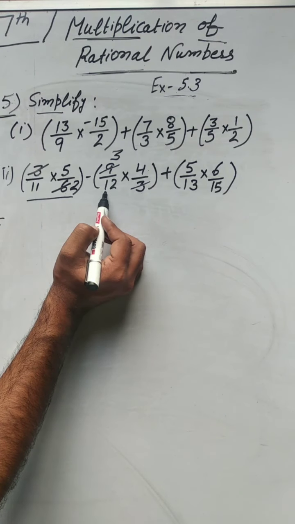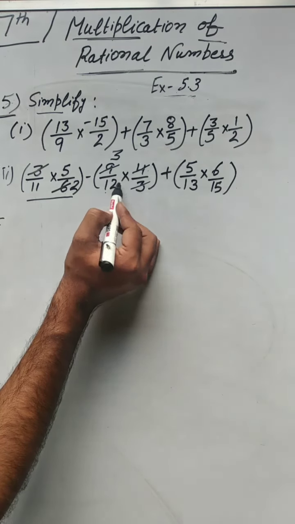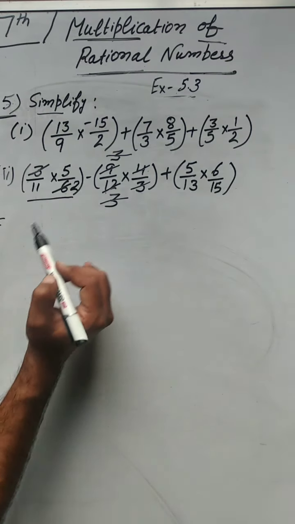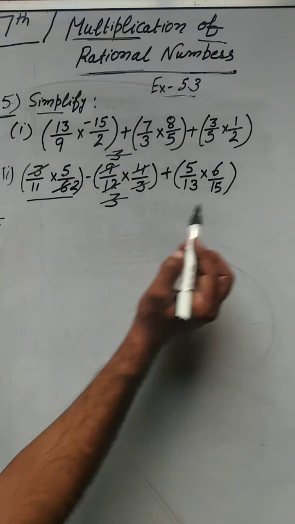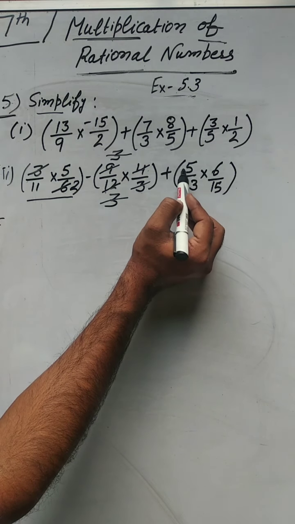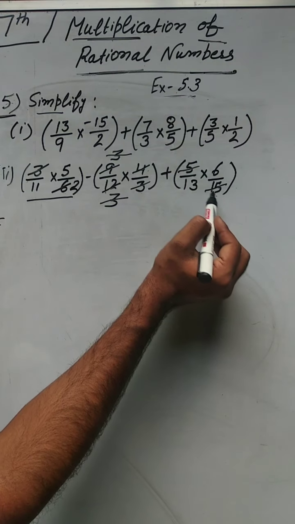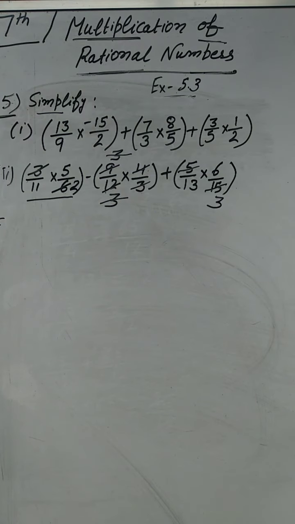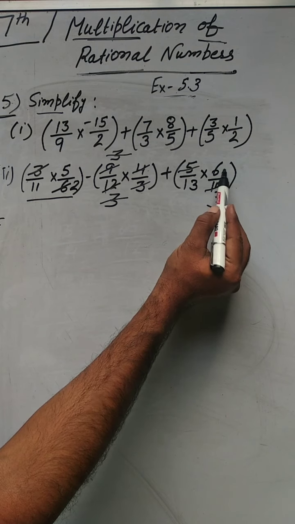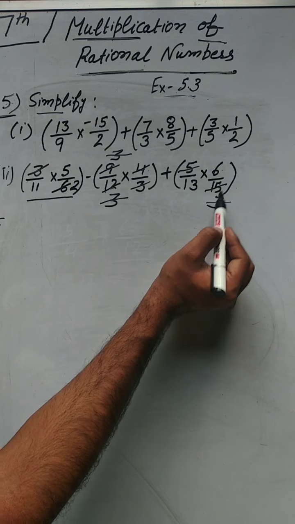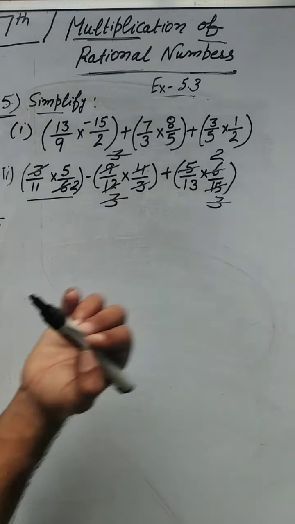4 and 12. 12 can be cancelled on the table of 4. 4 3s are 12. Okay, beta. Now these 3 cancel with these 3. Clear? Understood? Now in the last bracket beta, 5 and 15. We can cancel 15 on the table of 5. 5 3s are 15. Clear, beta? Understood? And 6 3. 6 can be cancelled on the table of 3. 3 2s are 6. Clear?